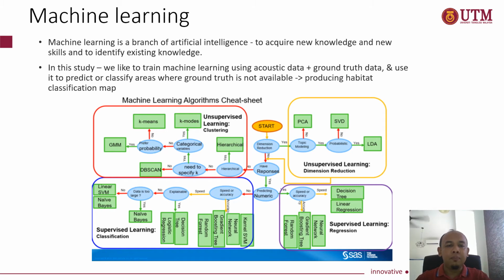So we have a limited number of samples, and then we have this acoustic data. We like to integrate them into a machine learning so that it can create models from the training data, and then predict the areas where the ground truth is not available. So in this case, we will have the full detailed information of this habitat map.